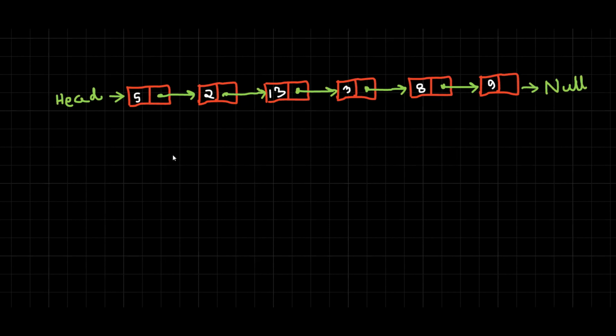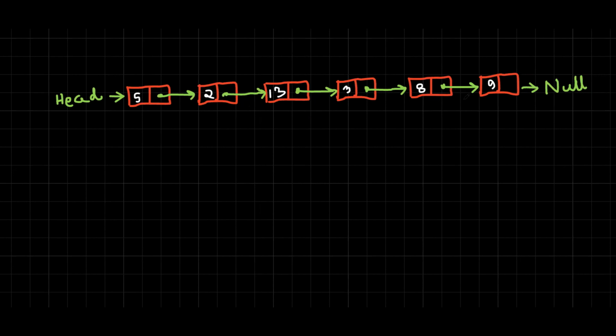Now, to understand the algorithm, we have taken this example. Here, the linked list contains 6 elements, which are 5, 2, 13, 3, 8, and 9. Initially, the head is connected to 5, and 5 is connected to 2, 2 is connected to 13, 13 is connected to 3, 3 is connected to 8, and 8 is connected to 9.